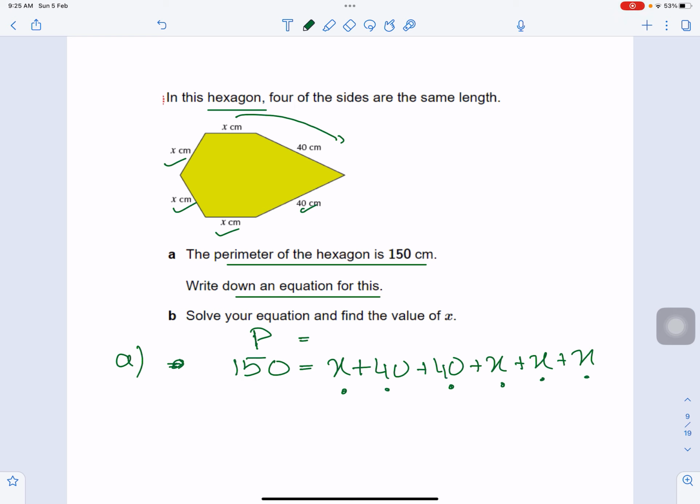If you want to do one more step, that is also all right: if you want to add up all the x's, 1, 2, 3, 4, you can write 4x. But that comes in the solution part, so I would recommend don't do that. This part should go in part B when you have to solve the equation. Forming an equation means you are showing how you are getting it.